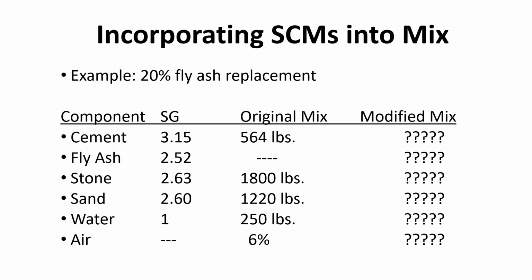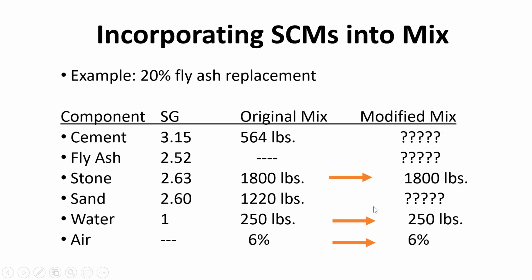So how does this all work, Dr. Cook? You have 20% fly ash replacement. Here's the original mix that maybe we use for ACI 211. Our specific gravities are here and our batch weights are here. So how do we modify this mix to have fly ash in it now? The original one, as you can see, has just dashes in it.